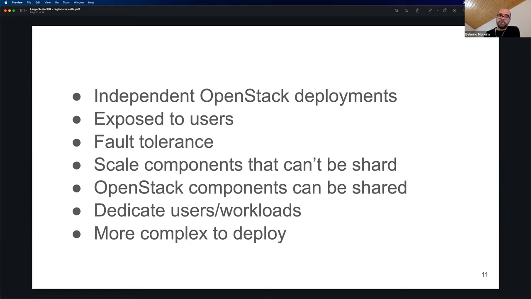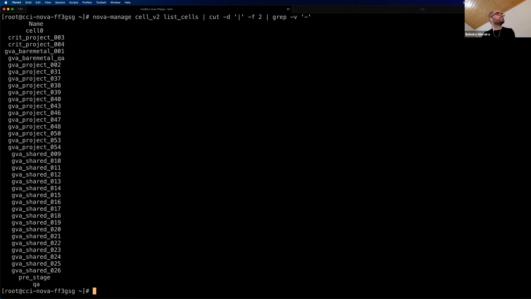Something that we also do, we don't only dedicate cells to users, but also we dedicate entire regions to some special users. So for example, we have the use case of the data processing from the LHC. So we have dedicated regions only for this use case. And finally, regions, because they are entire OpenStack deployments, are much more complex to deploy when comparing this with cells.